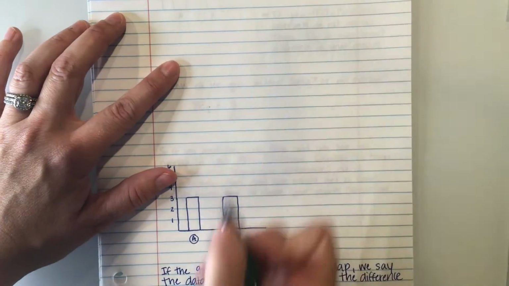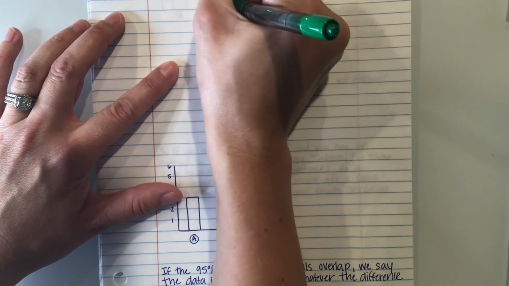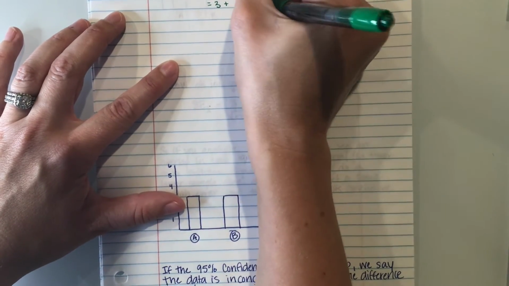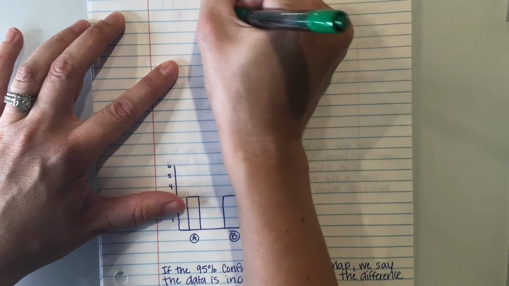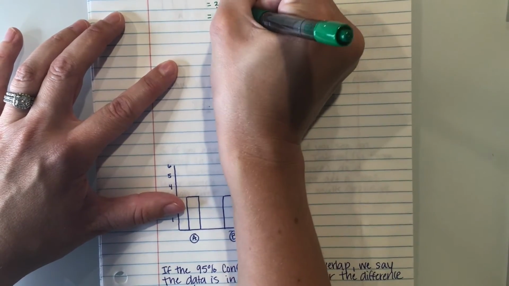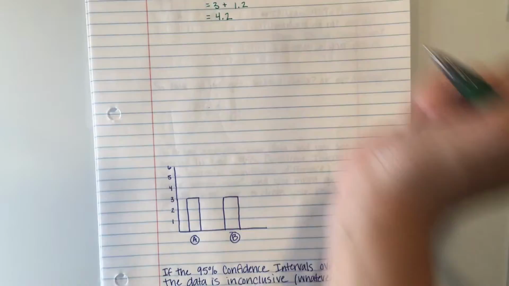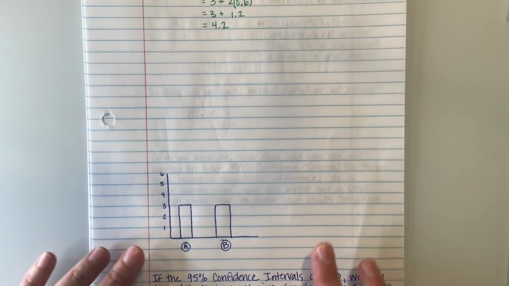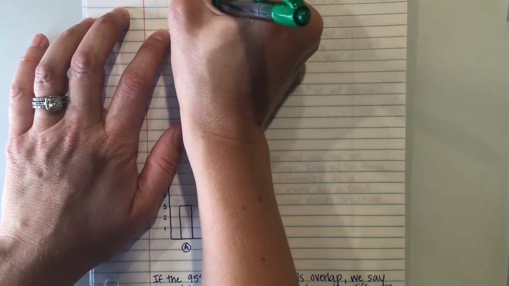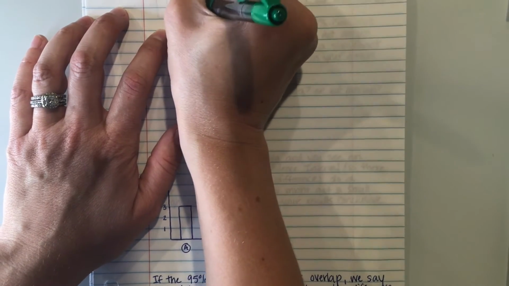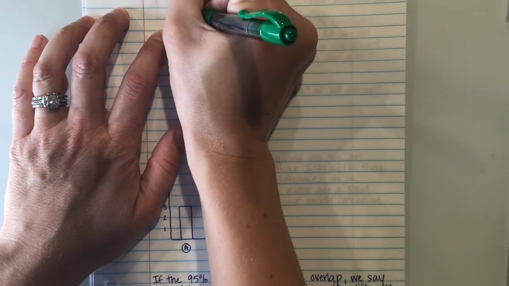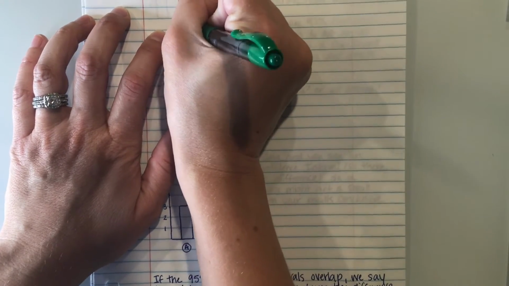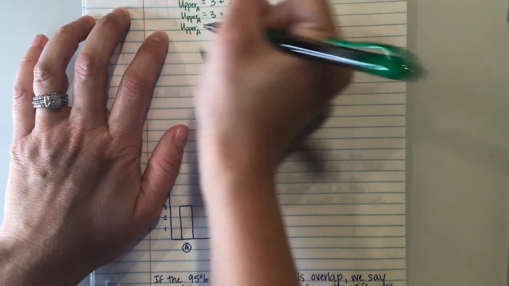0.6, right? Which means I'm going to have 3 plus 1.2, which I can do in my head, gives me a value of 4.2. And so this would be my upper A. Keep track of my information.